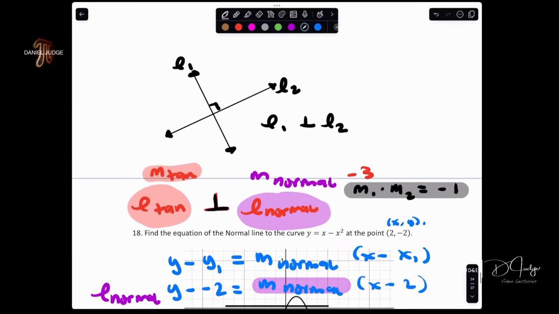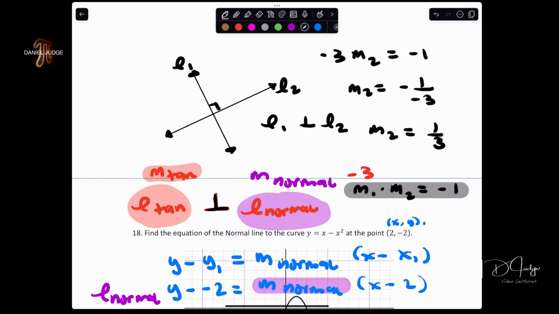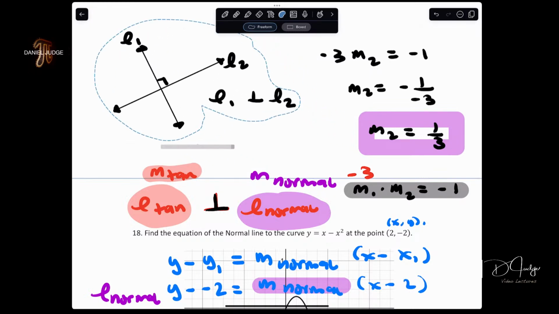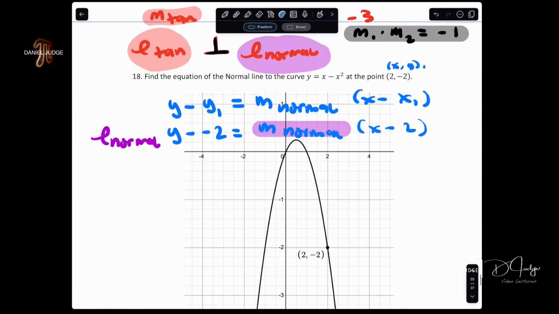Well, that means from algebra, negative 3 times this m2, which is your normal slope, equals negative 1. So m2 is positive 1/3. So that's the key. That's the slope of the normal line. We're using all of these nice relationships from beginning algebra, that the product of the slopes is negative 1. So if the first slope is negative 3, the second slope will be 1/3. So this is 1/3, ladies and gentlemen.